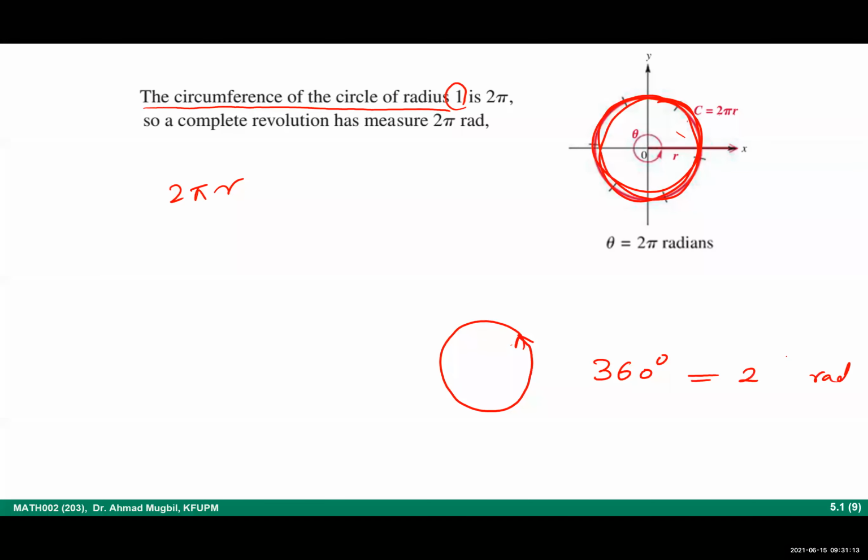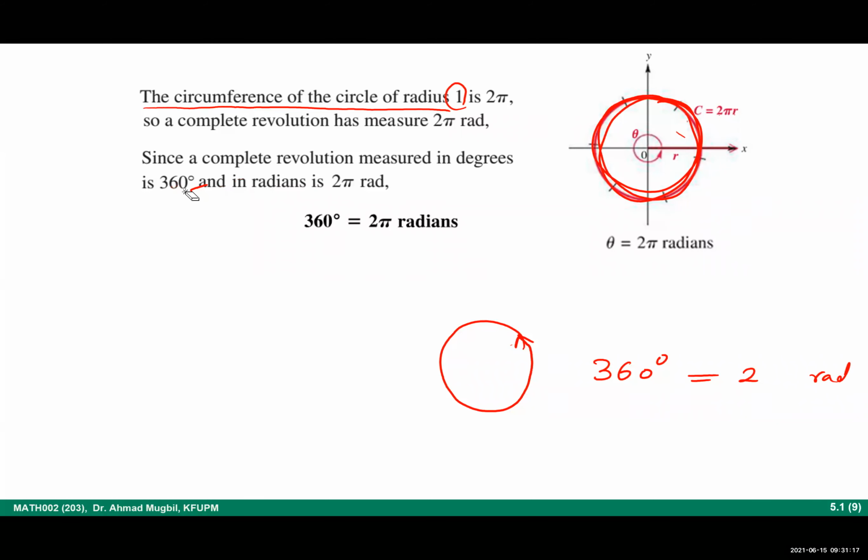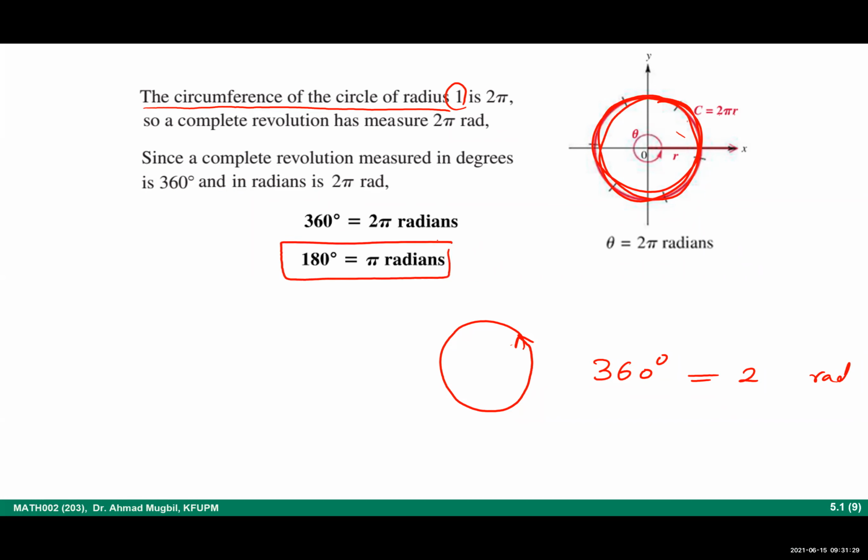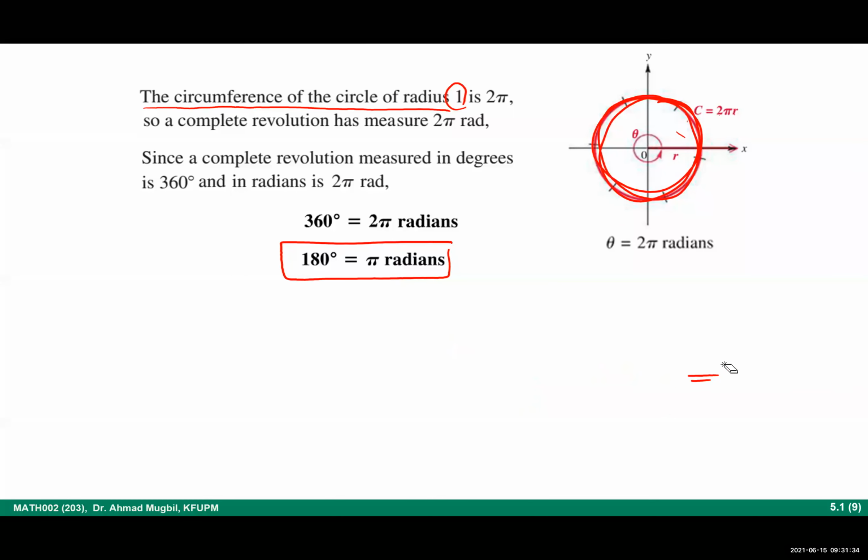Okay? And this is the relationship. In fact, this is what gives the relationship between degrees and radians. 360 degrees equals 2 pi radians. If you divide both by 2, you will have 180 degrees equals pi. This is what we focus on. Usually we use this one. Why do we use it? It is easier to use, ya shabab.